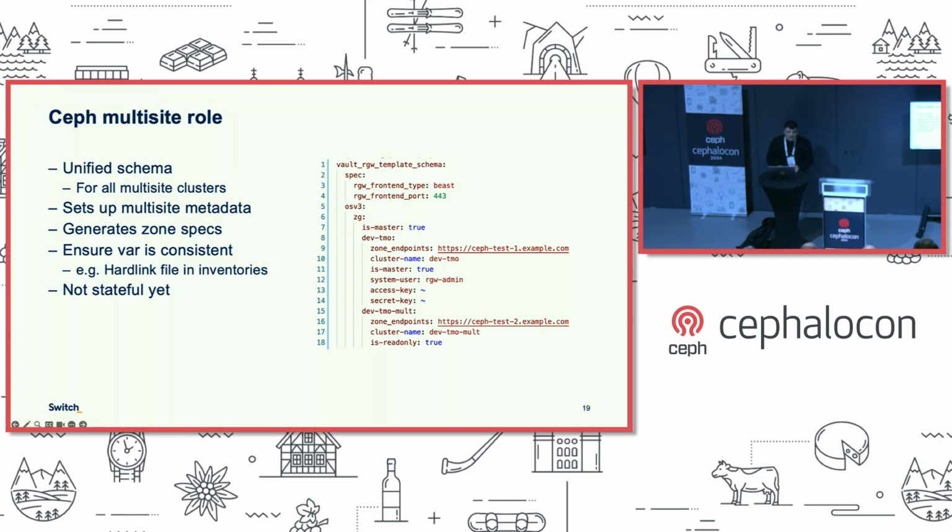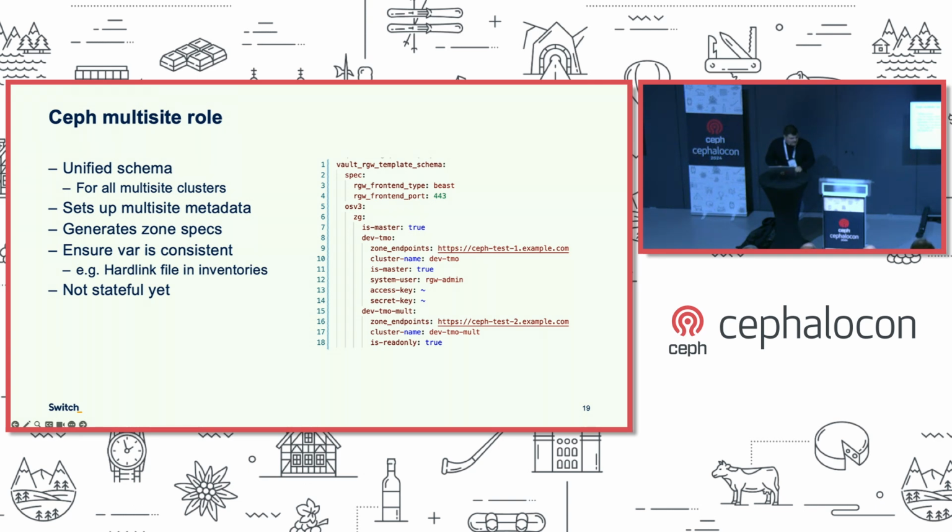So when we deploy with GitLab, we know which inventory to point to. When an inventory runs this role, it will go through that tree, find out which zones it belongs to, and then it will deploy those specs and set up all the multi-site metadata.